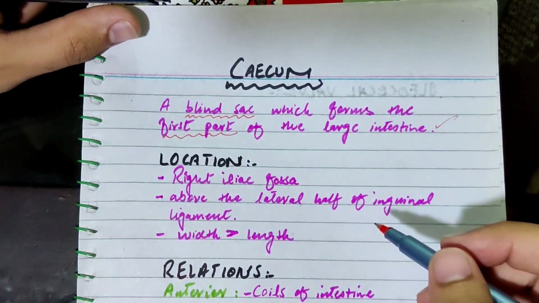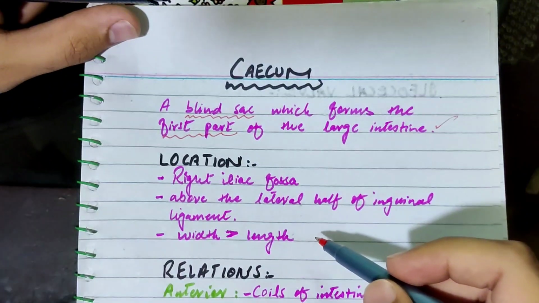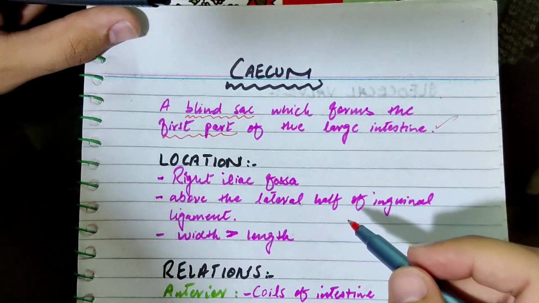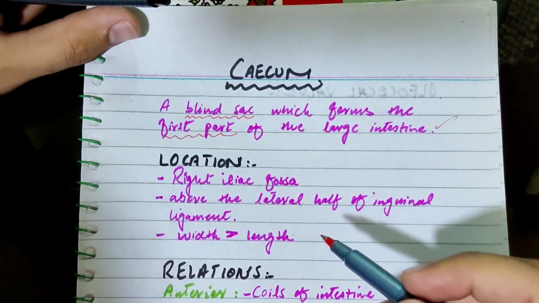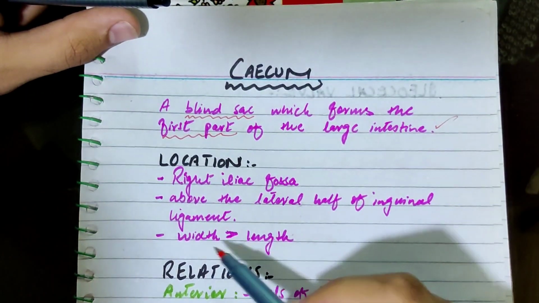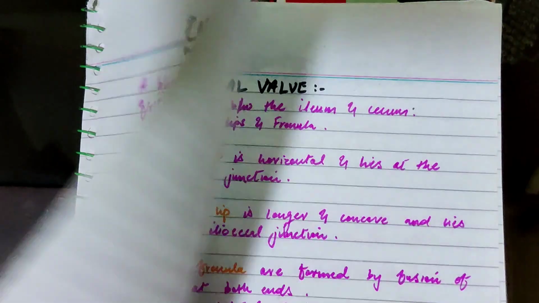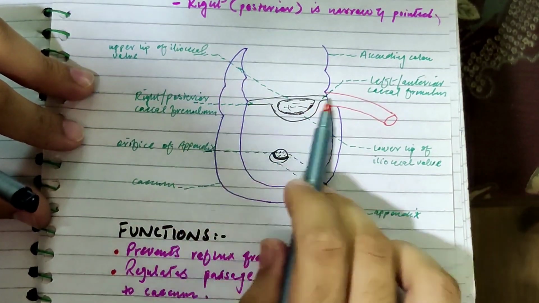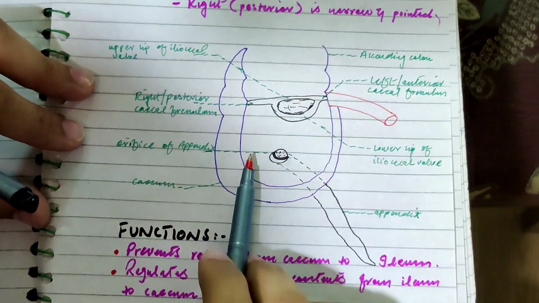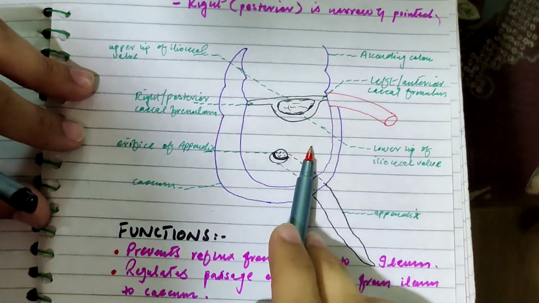And there is another point, that the width of the cecum is larger than the length. Normally our organs have the length more than the width, but the cecum and some other organs have a width greater than the length. I've shown you in the diagram. This is the cecum and this is the ascending colon. So the cecum, its length is less than the width.